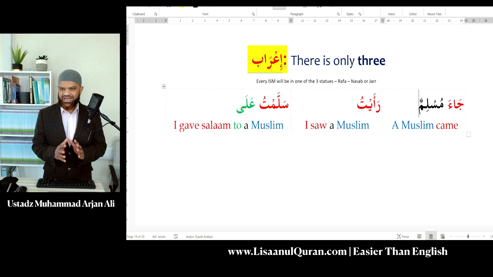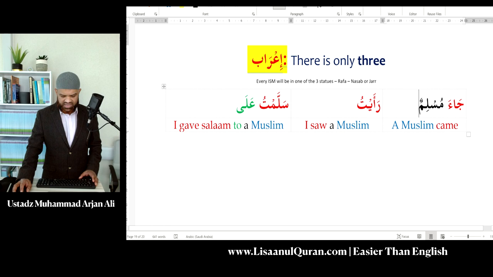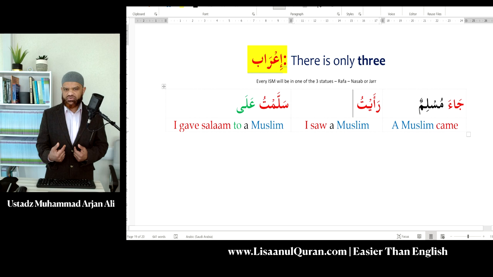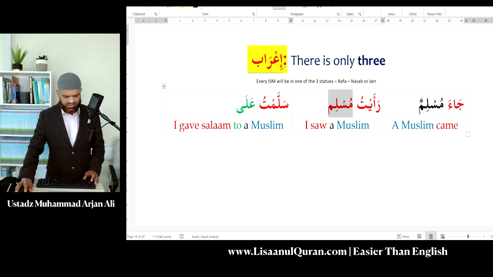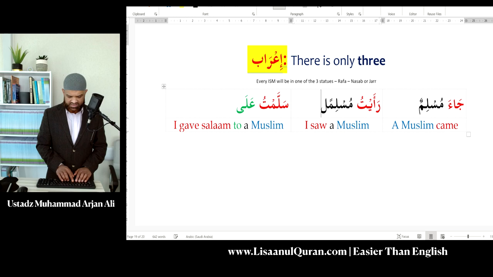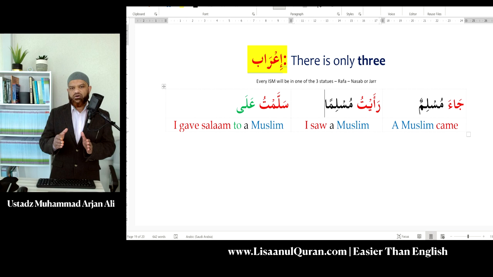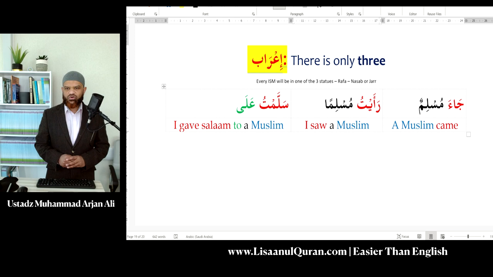In the second sentence, I have Ra'aitu, I saw. Who's the doer here? I. Because who saw? I saw. So the object of my seeing is Muslim. So in this sentence, the word Muslim has to be in the object version. The object version is nasab. I hope you can remember that. And that will have to be Musliman. I hope you can see that, inshallah. Ra'aytu Musliman. I saw a Muslim. Why? The word Muslim is playing the role of an object.